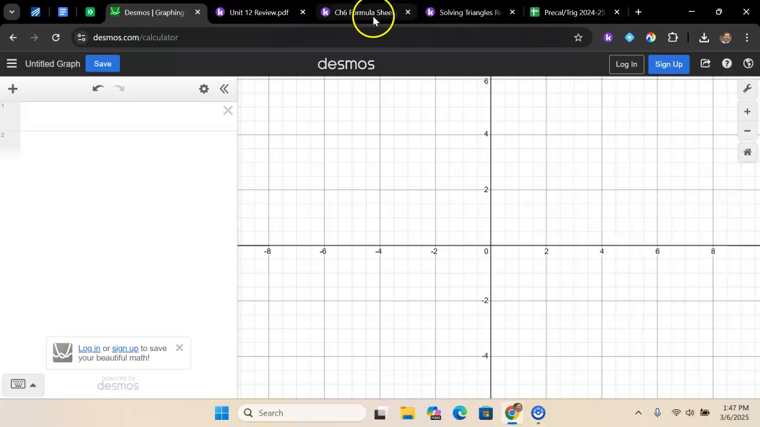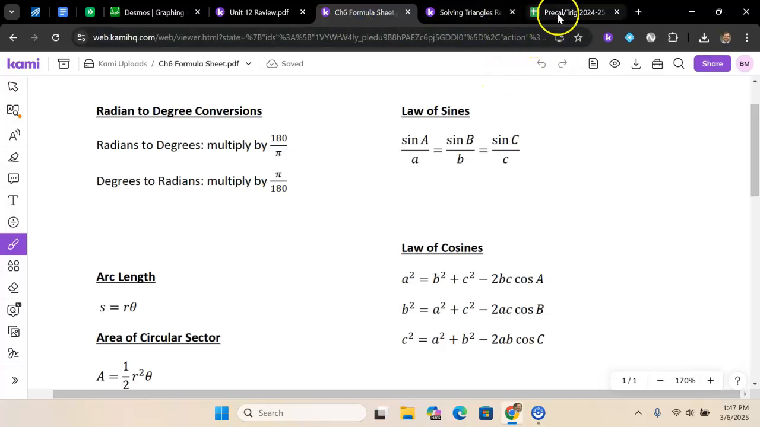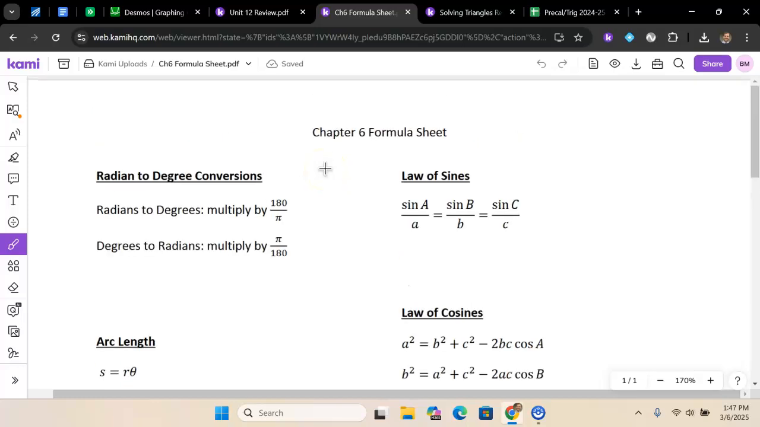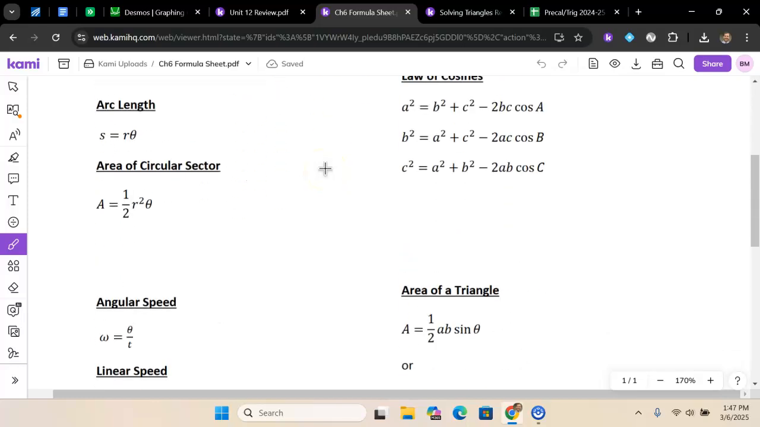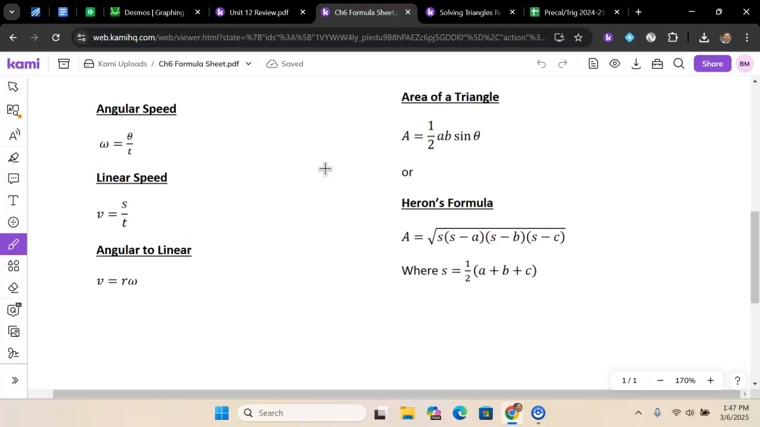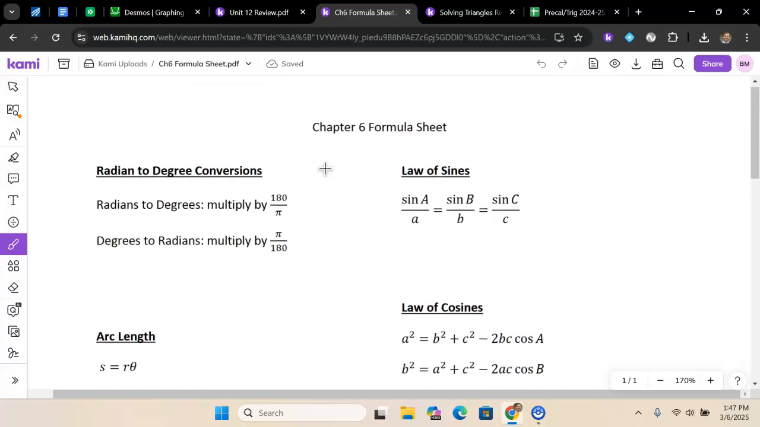A couple other things. Both of these formula sheets are linked in the class Google Sheet. This is the one that you will get to use on the test. It just kind of has all the formulas there. So familiarize yourself with that. But basically, any formula that is needed for this test is given.